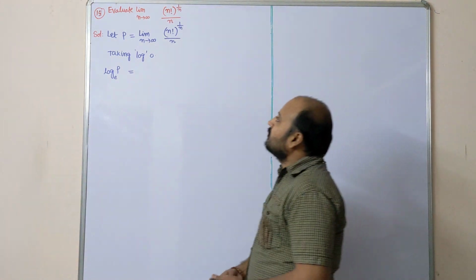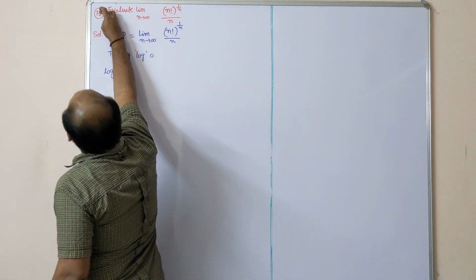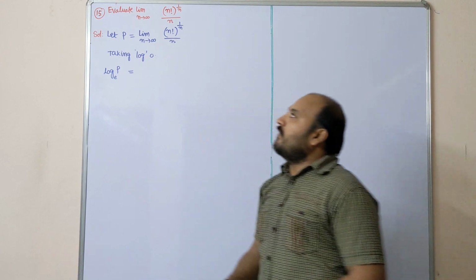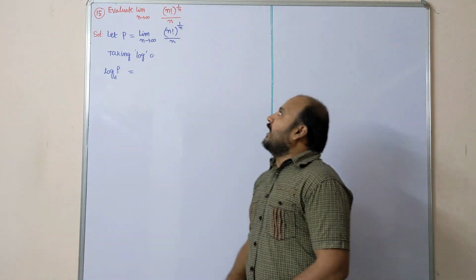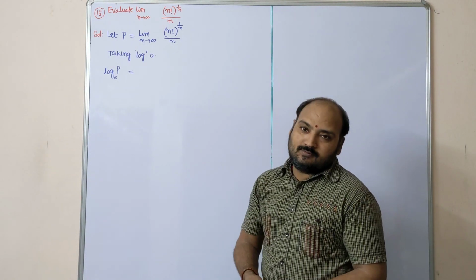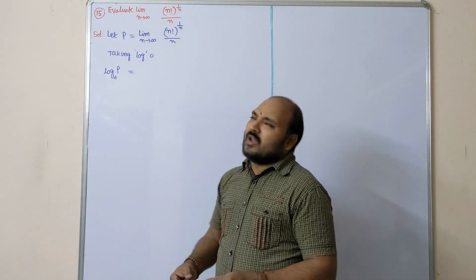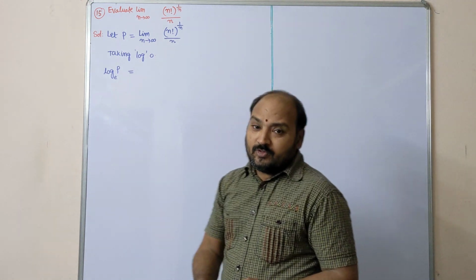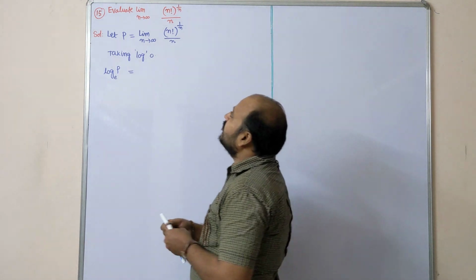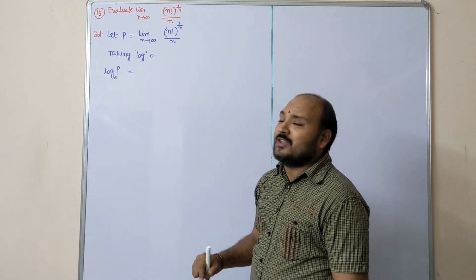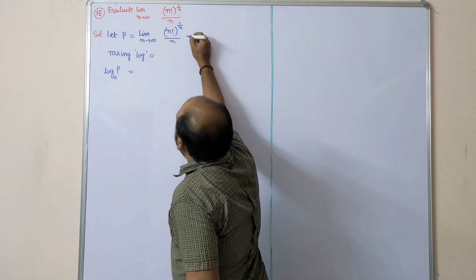Next question, question number 15. Evaluate limit n tends to infinity, n factorial whole power 1 by n, by n. So whenever whole power 1 by n is there, we need to apply log on both sides. So before that, what we have to do, dear students: the numerator has power 1 by n, but the denominator does not. But we will make it like this.